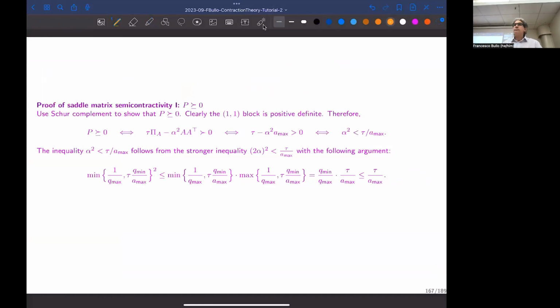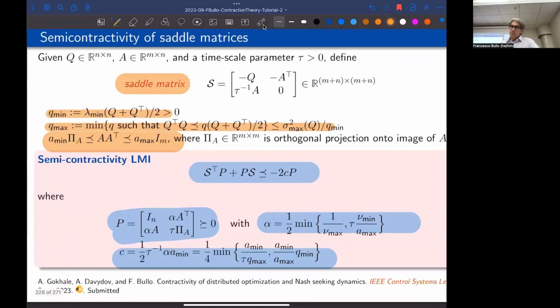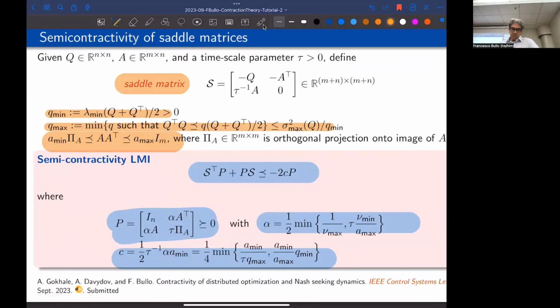Question: before we start, I'm going to go back to the previous slide. Why exactly this S and this P? How are they related to the problem? Great question. S is the object that I would like to study. You can think of it as a matrix, but it's a parameter-dependent matrix. Q in S lives in a set. I would like to show that the matrix S satisfies an appropriately defined contractivity LMI.